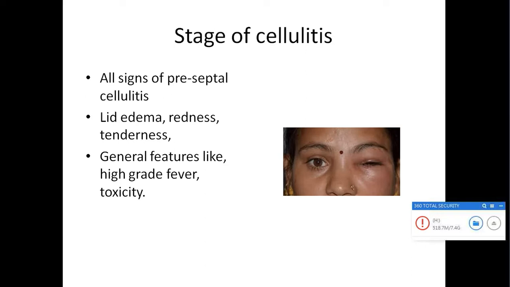When the infection of the sac or any adnexa occurs, it will present as preseptal cellulitis. Preseptal means the infection has not entered the orbit; it is confined to the lids only. So it will present as lid edema, redness and tenderness. General features will be there, like high grade fever and toxicity in the patient.